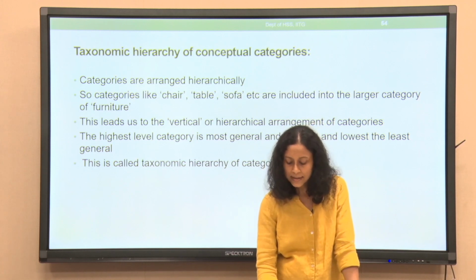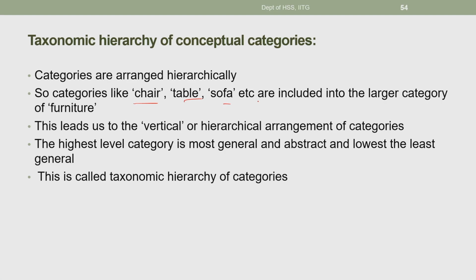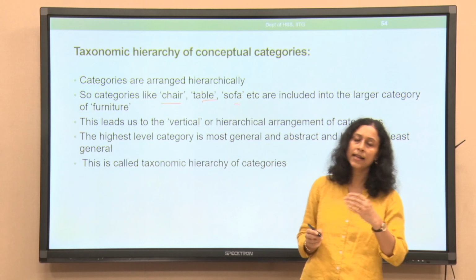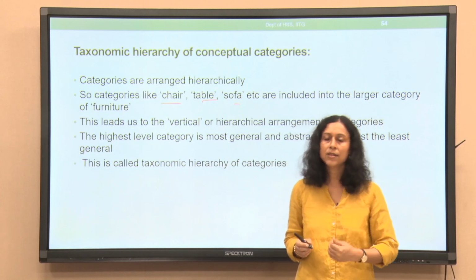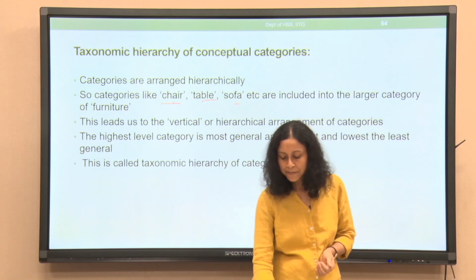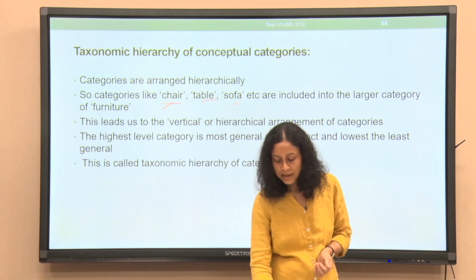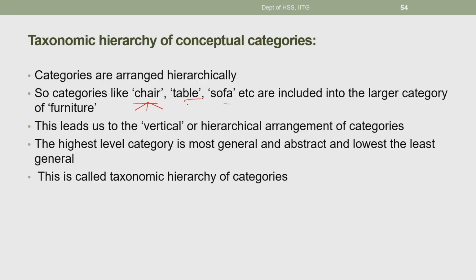For example, categories like chair, table and sofa are included within a higher, superordinate category, and that is again part of another superordinate category and so on. Similarly, chair can have office chair, lounge chair, study chair and many other types. Office chair may have revolving chair, non-revolving chair and so on. So, there is a taxonomic hierarchy of all the conceptual categories. This leads us to a vertical or hierarchical arrangement.